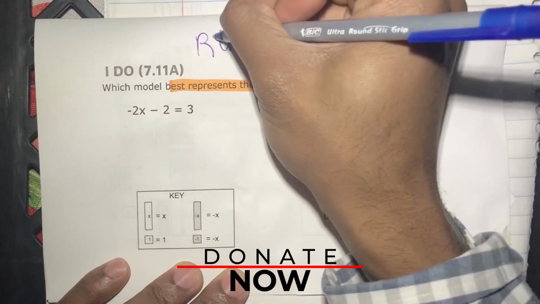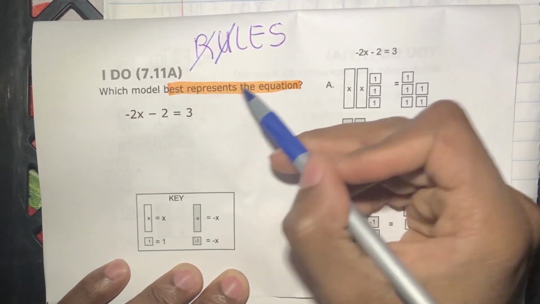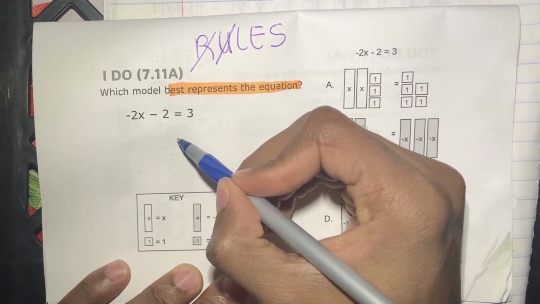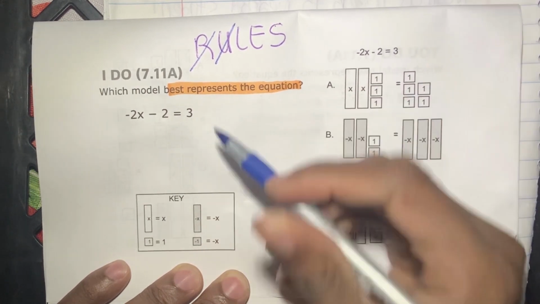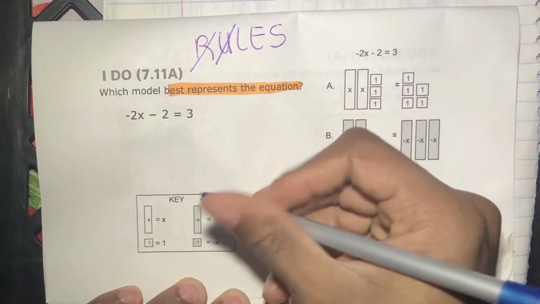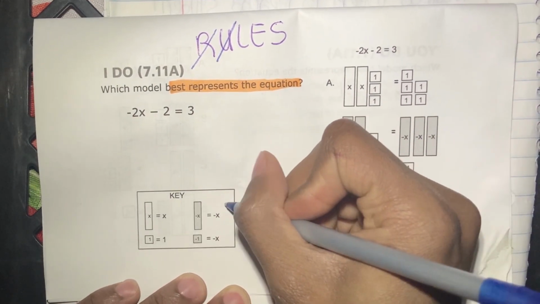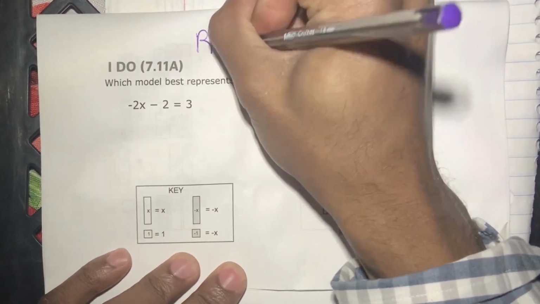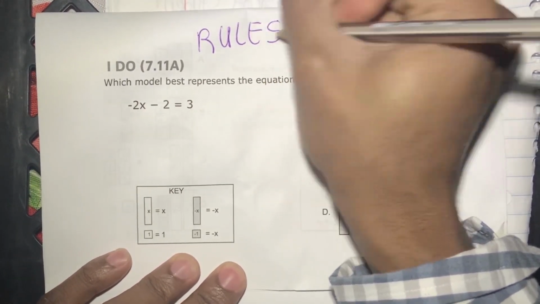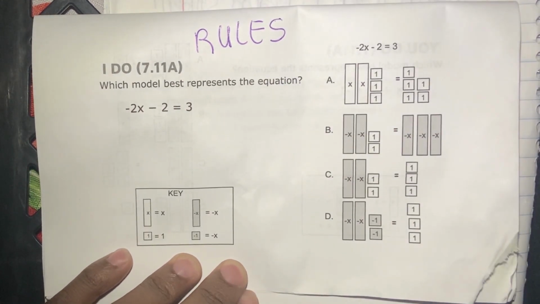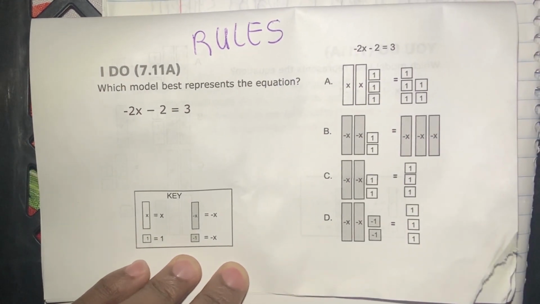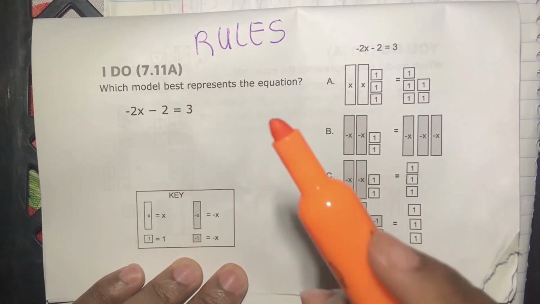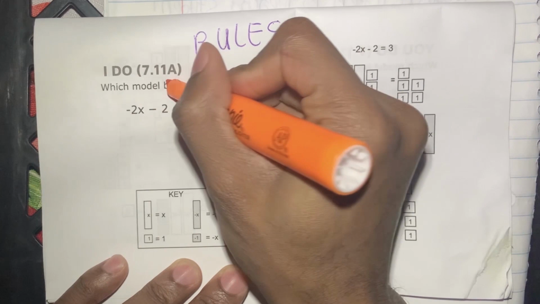So we read the word problem. We underlined to highlight the specific part of the question. Now we're going to label and annotate. So negative 2x minus 2 is equal to 3. The key is right here. The negative x's are dark. The positive x's are a light color. 1 is 1, negative 1 is a dark color. So we have negative 2x minus 2 is equal to 3. Okay, so our evaluation. So 2x plus 3 is equal to 5.